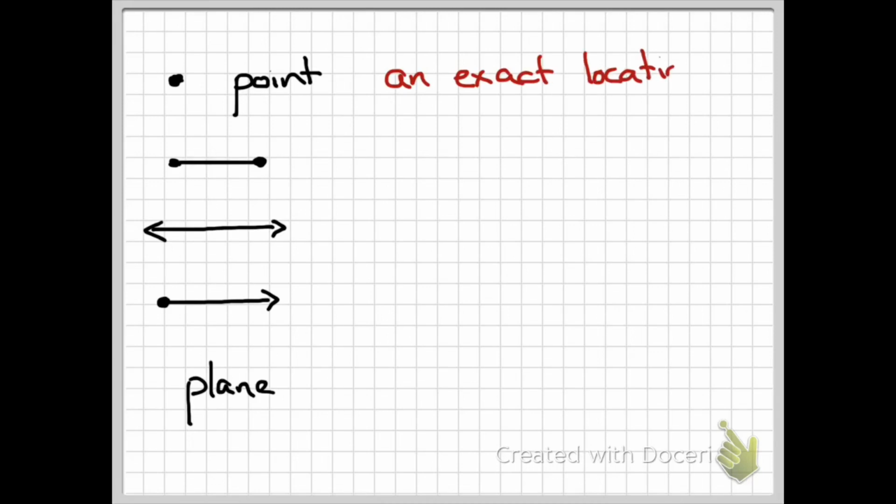All right, so if you think about a real world situation, like if you're looking at a GPS and you're pinning where you're at, that would be the point. So points are, in my opinion, I would call it one-dimensional types of shapes.